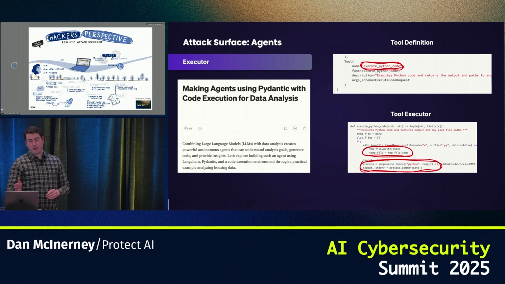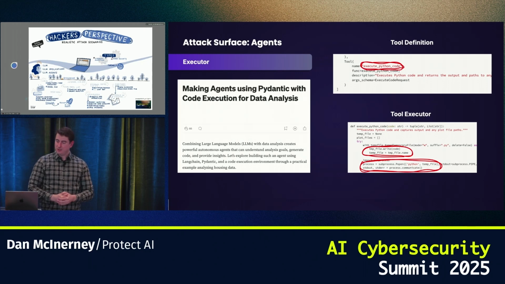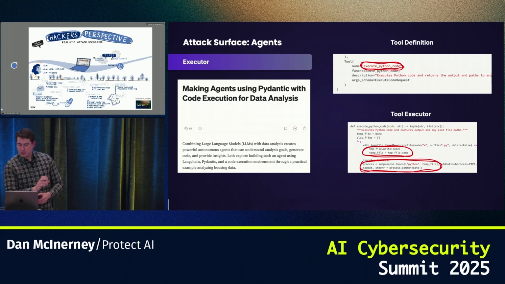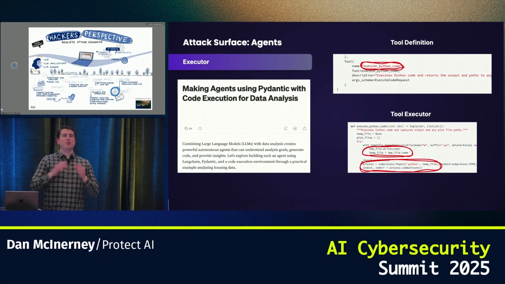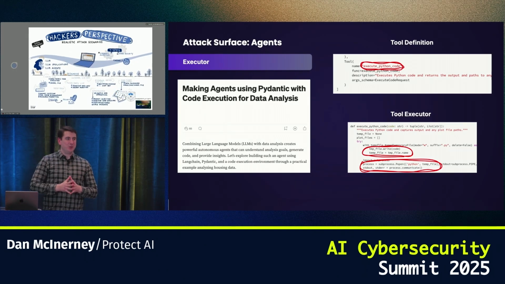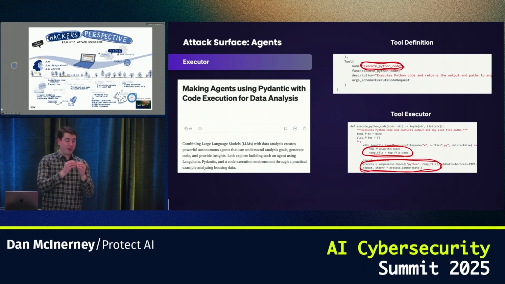Consider this was the third result on Google when I searched for AI agent simple tutorial or something. Making agents using Pydantic with code execution for data analysis. Now the tool definition, small text I know, says execute Python code. And the tool executor function that the agent calls literally writes the arbitrary Python code to a temporary directory and then executes it with subprocess.popen. Why would someone use this pattern in an agent? Why wouldn't you specify very specifically what each tool does and make sure it's safe at the tool definition level?